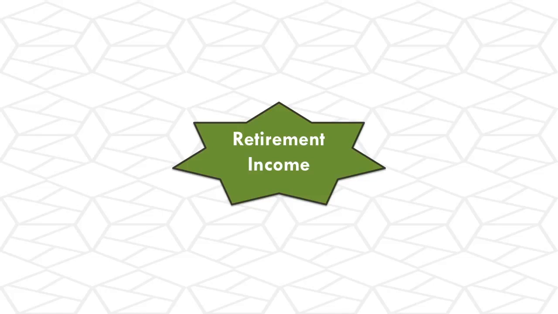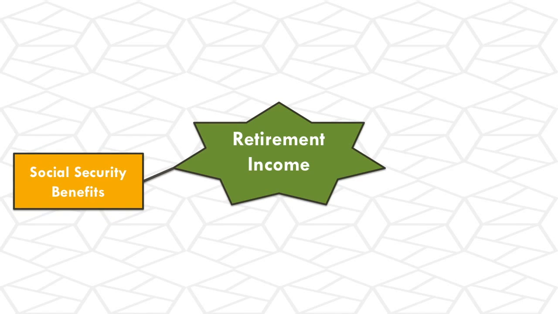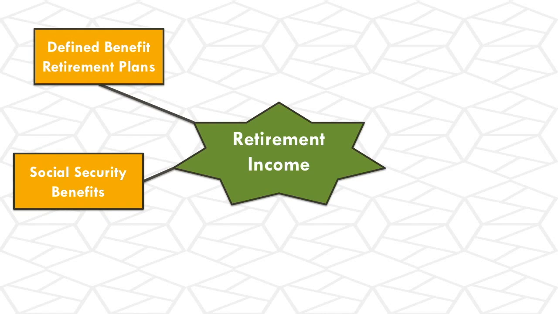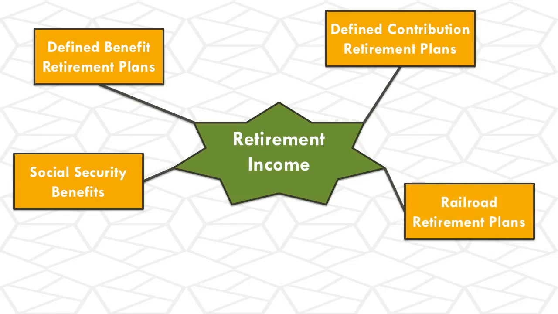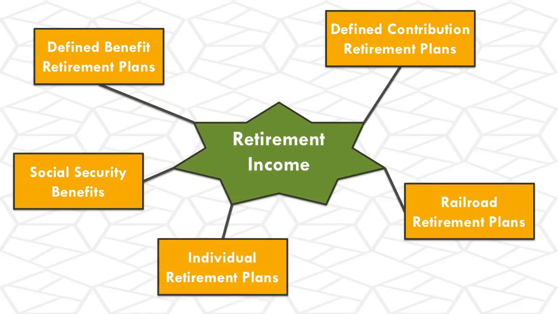So the first one you've already seen, we've already talked about it. It's called Social Security benefits. The second is called defined benefit retirement plans. The third is defined contribution retirement plans. Next we have railroad retirement plans. And then finally we have individual retirement plans.